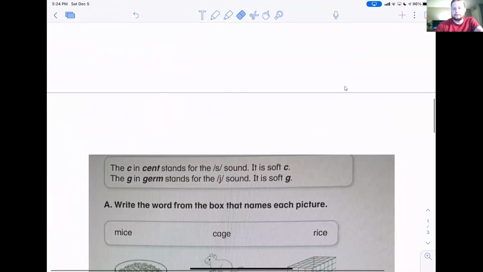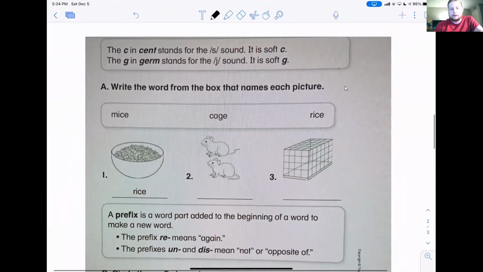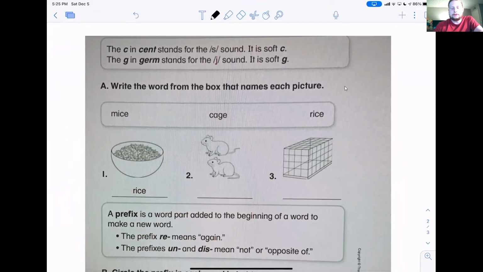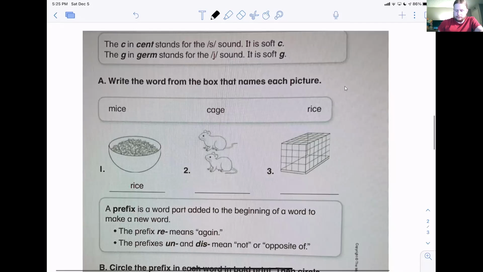All right, we're going to do this workbook page together for the most part, but in your accountability notebook, you are going to do something by yourself. The C in scent stands for the S sound. It is soft C. The G in germ stands for the J sound. It is soft G. Now, if you're watching this video before we have class on Monday or Tuesday, this might be a little weird, mostly because we haven't gone over soft G or soft C yet.